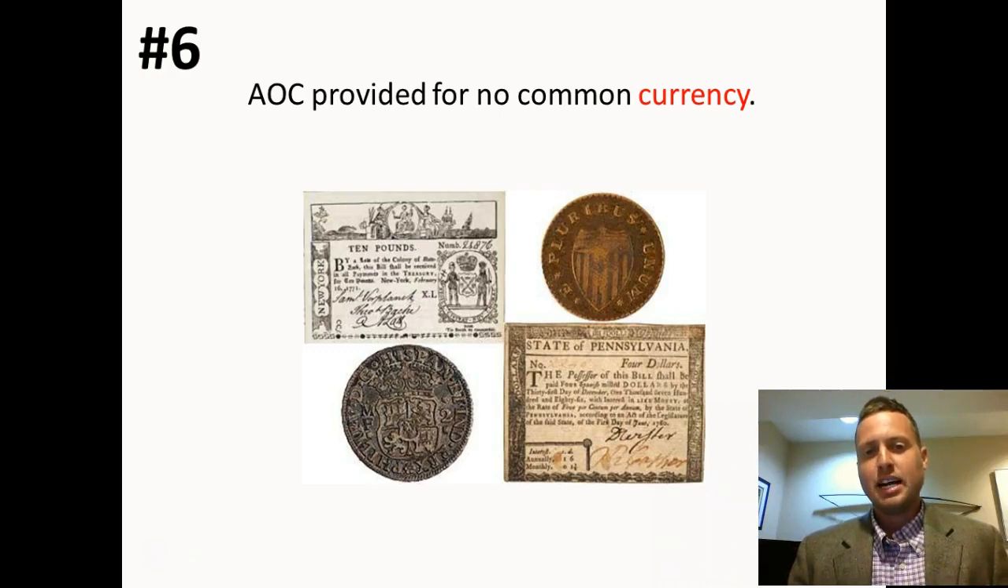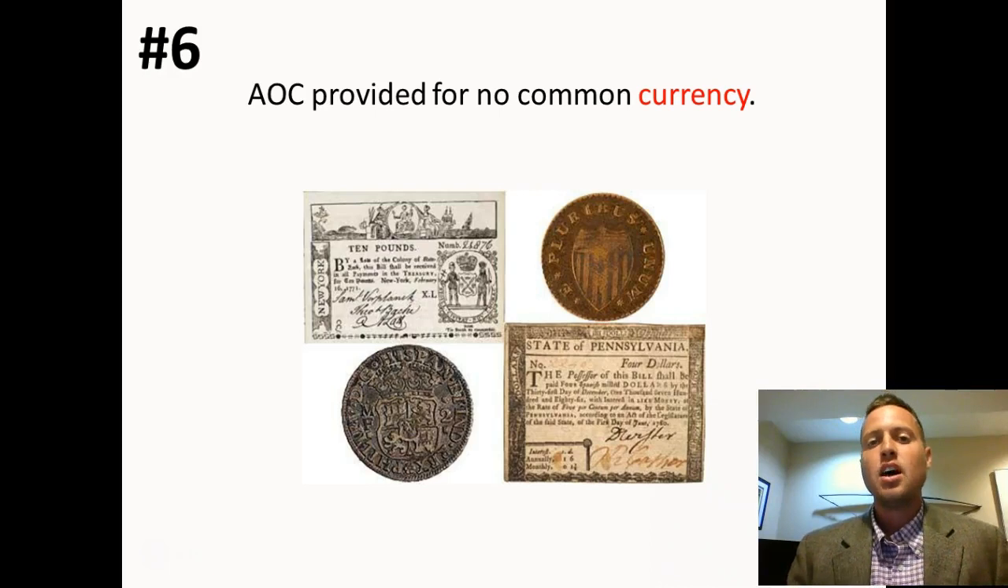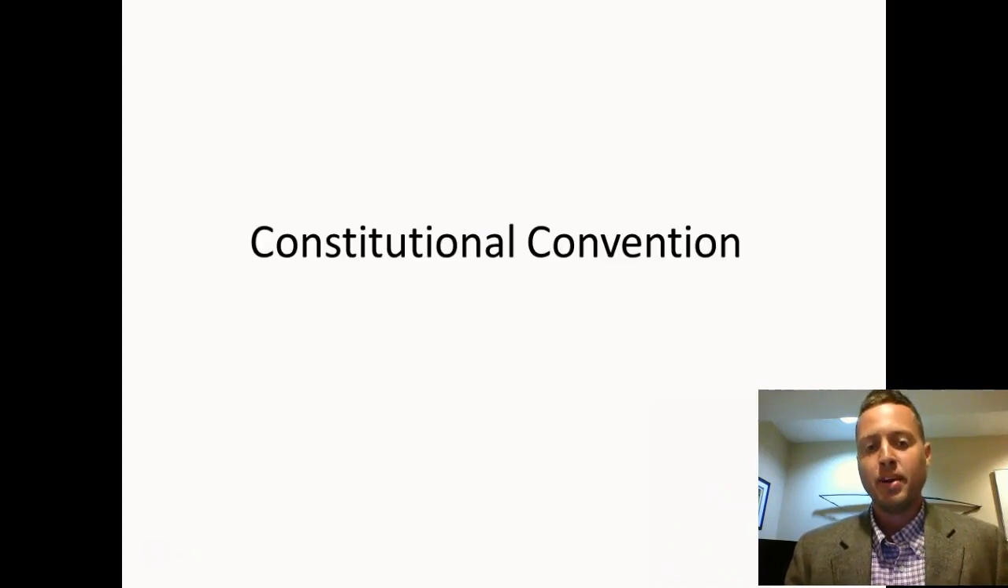So a bunch of folks got together to try to revise the Articles of Confederation, and quickly they realized we need to throw out the Articles of Confederation and write ourselves a new government, and that new government was the Constitutional Convention under the form of the Constitution.